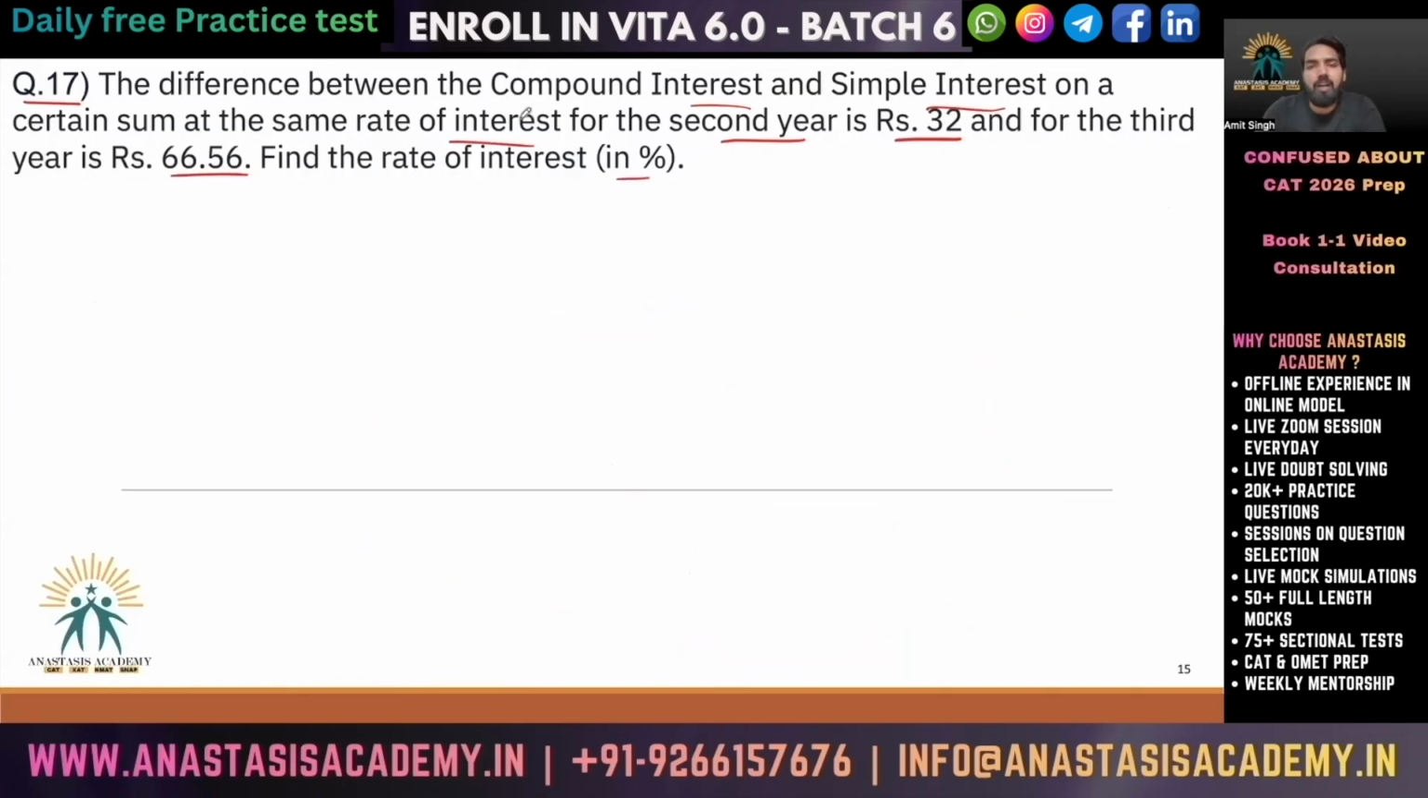Okay. So I'm assuming the principal is P, right? And the rate of interest is R, correct? So every year simple interest would be R% of P, that is PR, right? And the compound interest in second year, right? The difference between compound and simple interest for the second year, right?